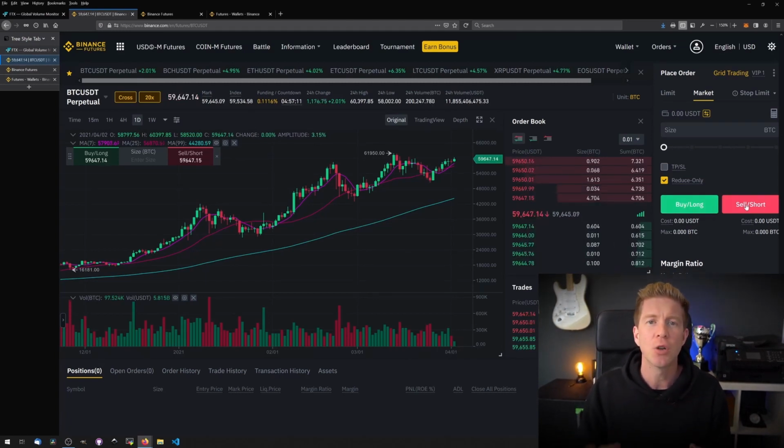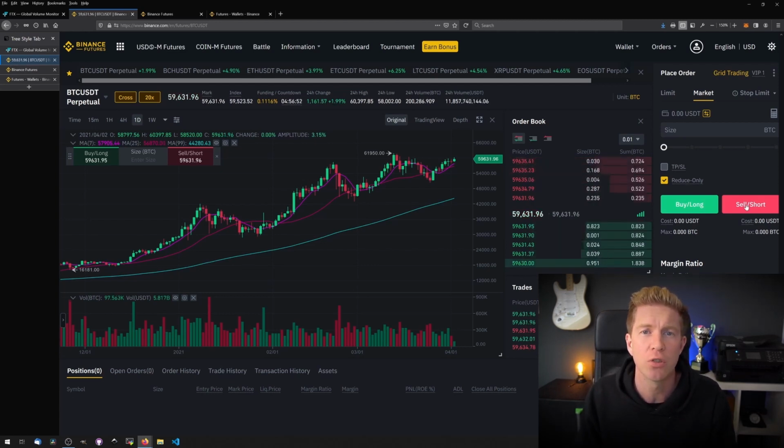Now, the way these contracts track the price of the underlying asset is through a funding fee. And what this does is, if there's more longs than shorts, then the longs will pay the shorts a funding rate to hold that position. This incentivizes people to take a short position, balancing the contract.